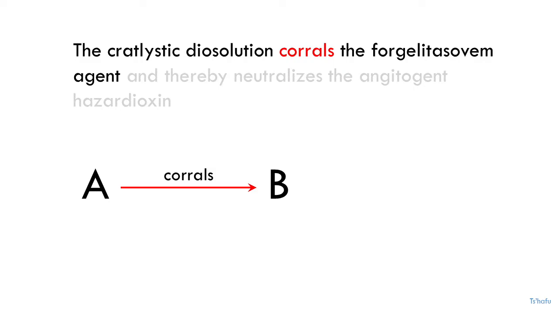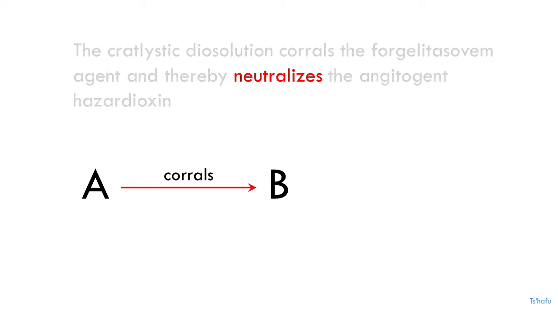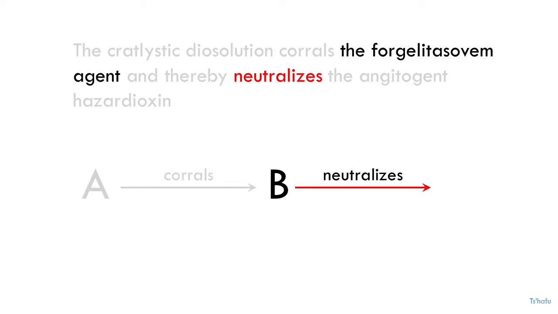A corrals B. Now we're going to do the second thing, the neutralizes term. Again, another relationship term. Just as we did before, we ask, well, something neutralizes something. So what is doing the neutralizing? Right here. And guess what? We already have this term. We called it B. So B is neutralizing something. And what is it neutralizing? This thing right here, agitogen hazard dioxin. And just as we did before, we do not concern ourselves with this jargon, and instead simply call it C, because we do not care about the content in order to understand the argument.